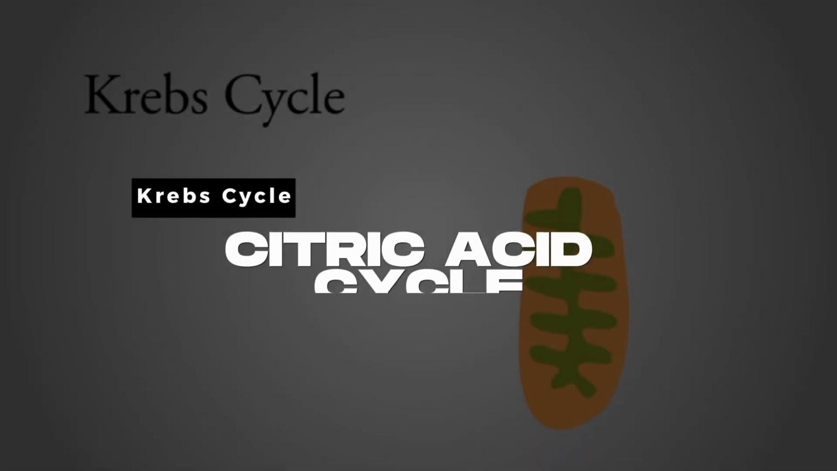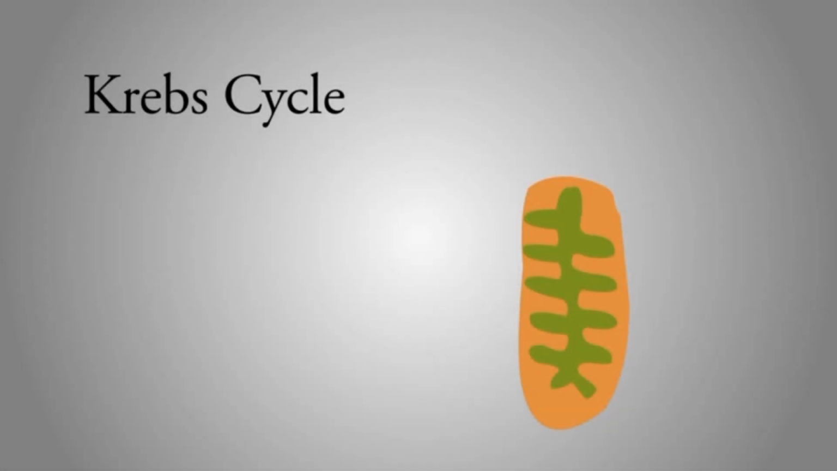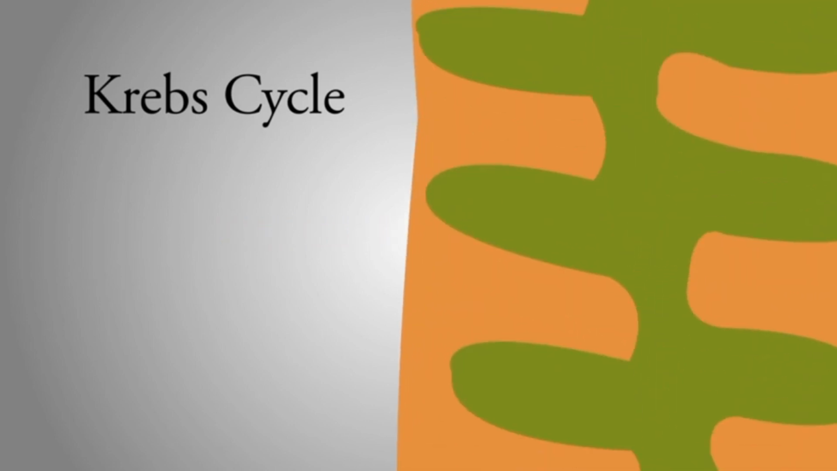In addition, the Krebs cycle: pyruvate produced from glycolysis enters the mitochondria, where it is further broken down in a series of reactions called the citric acid cycle. This cycle generates more ATP, NADH, and FADH2, as well as releasing carbon dioxide.